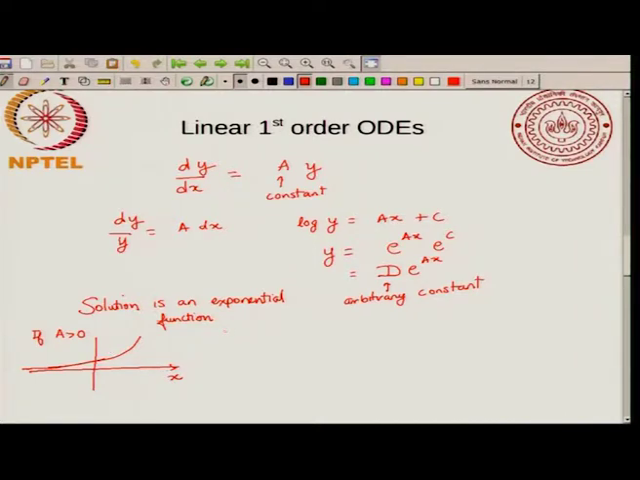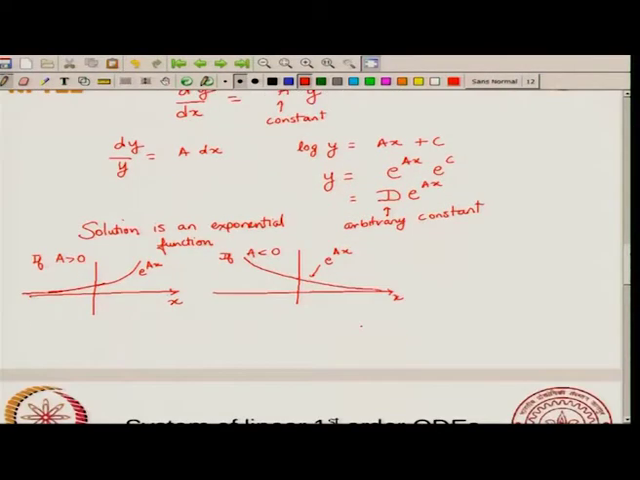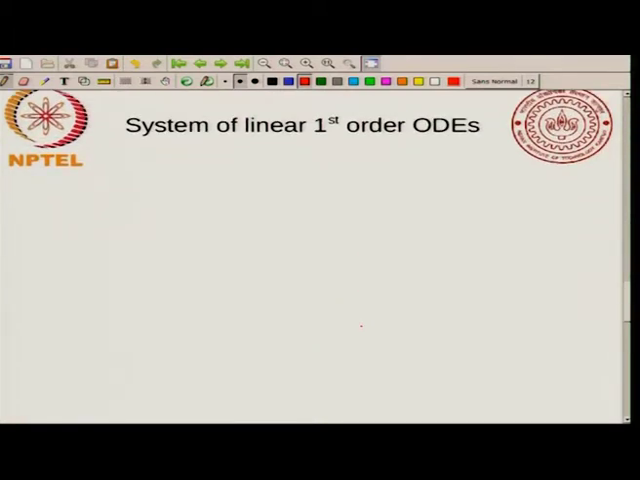Okay. If a is less than 0, then you will have something which looks exactly the opposite way. So, it goes to infinity on one side and on the other side it goes to 0. So, that is what the solution e raised to ax looks like. This is a graph of e raised to ax, this is also e raised to ax. So, a linear first order differential equation with a constant coefficient has e raised to ax as the solution. What happens if you have a system of linear first order differential equations?